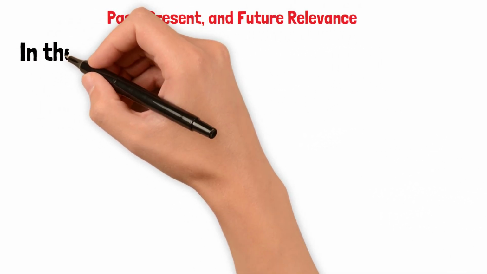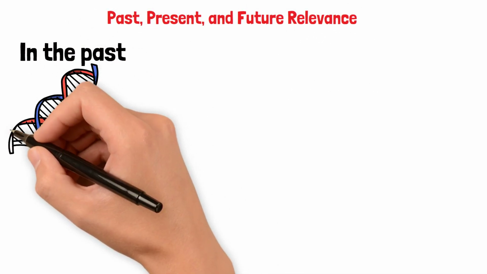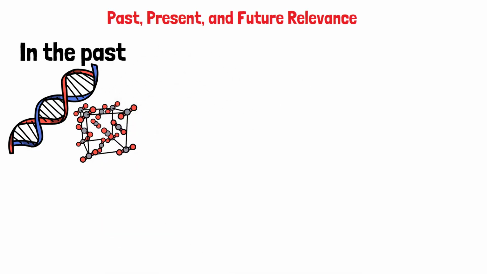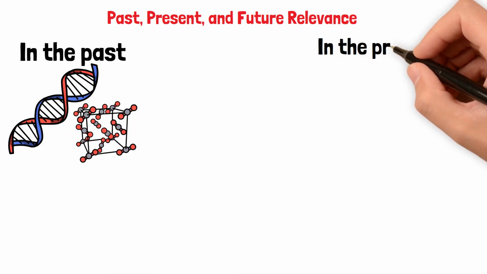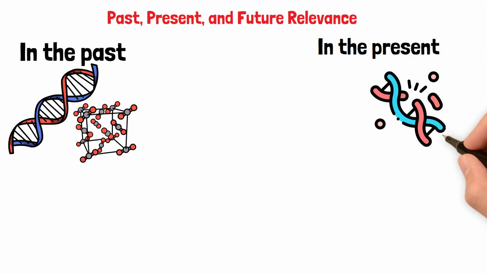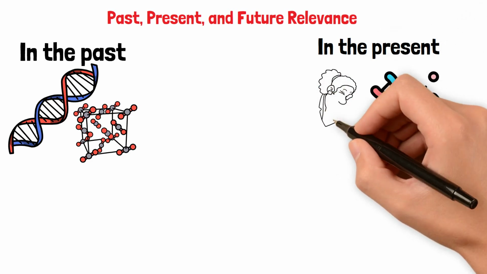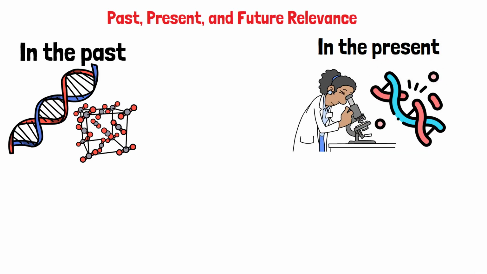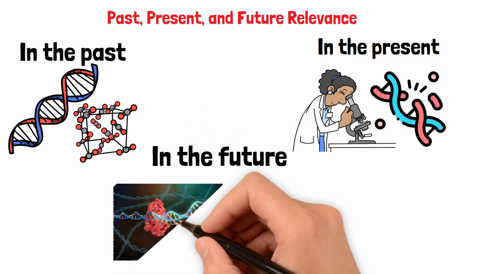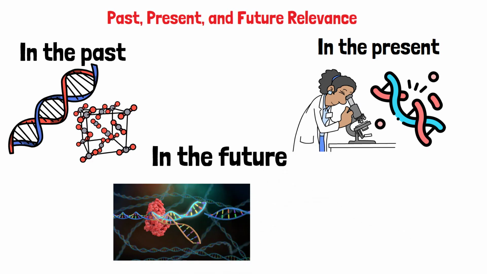Past, present, and future relevance. In the past, the discovery of DNA's structure by Watson and Crick opened the door to molecular biology. In the present, studying mutations helps us fight cancer, design personalized medicine, and trace evolutionary history. In the future, CRISPR and gene editing may allow us to correct mutations before they cause disease, redefining the possibilities of medicine.